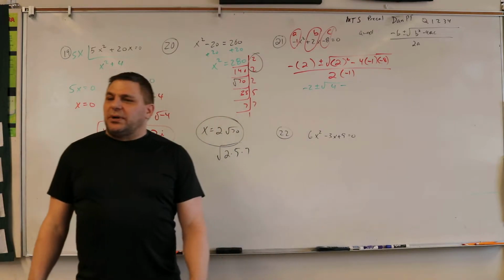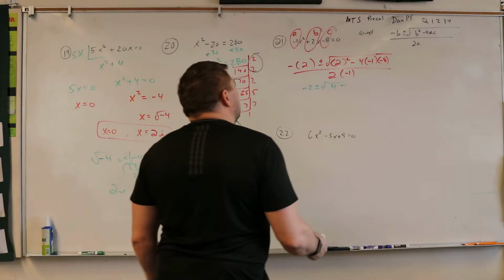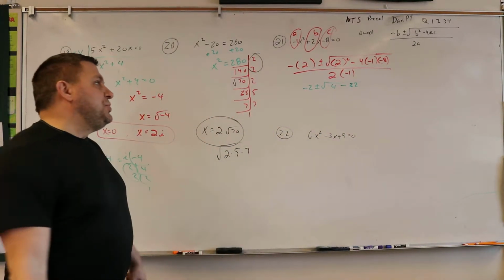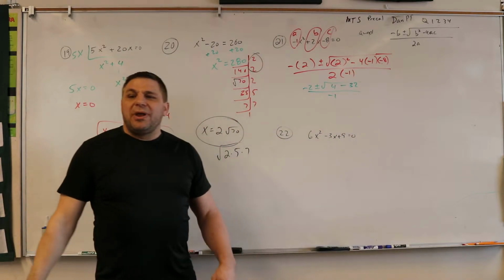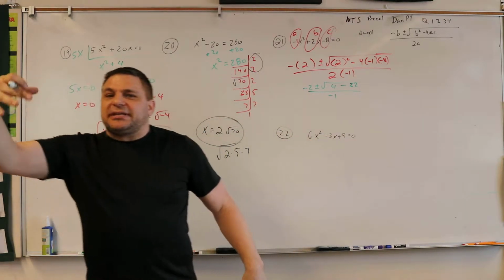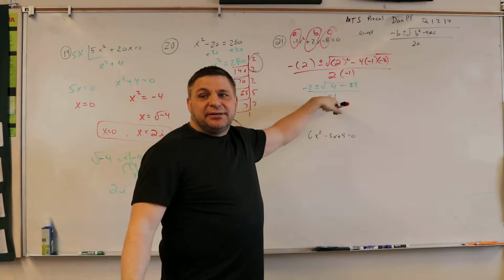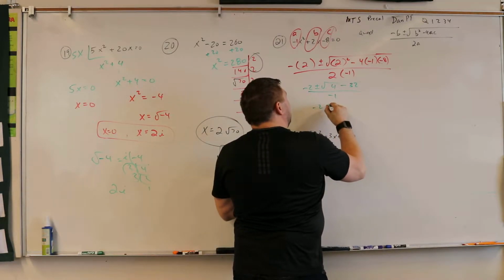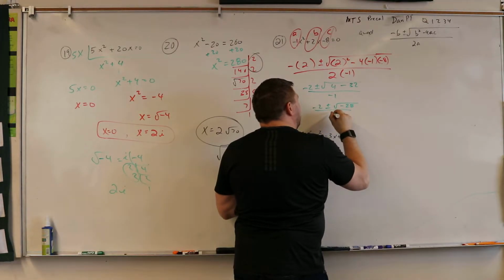So then 4 times 1 times 8. Well, what's 4 times 8? 32. Okay? Alright, then you do what's 2 times negative 1? Negative 1. So we have a minus. That tells me it's going to have an i, right? Because that minus is bigger than the plus. Right? So I'm going to have negative 2 plus or minus the square root of negative 28 over negative 1.